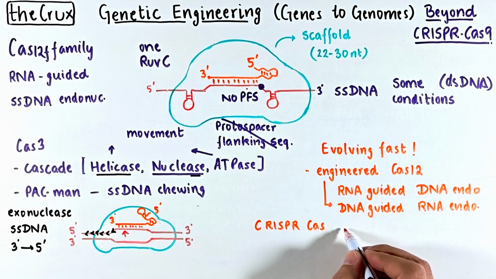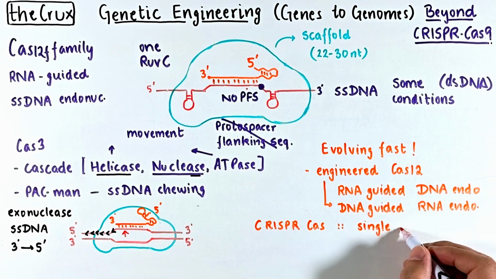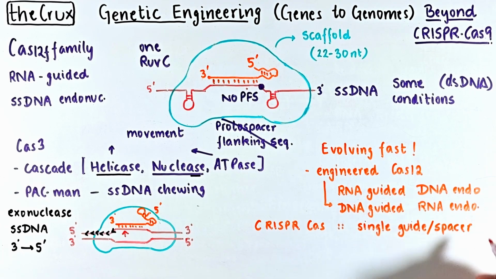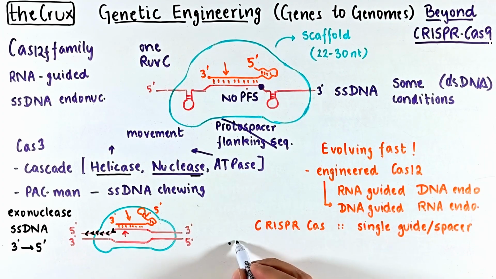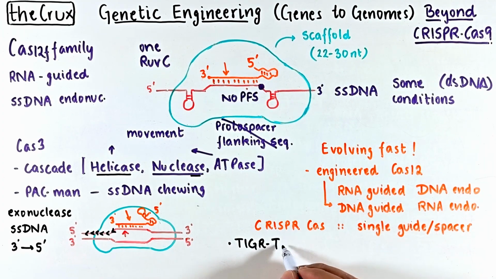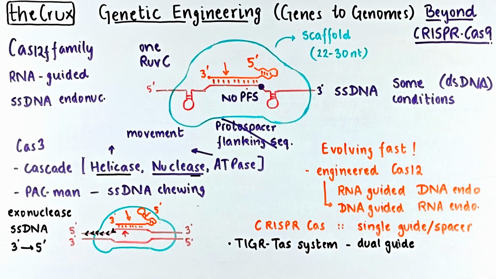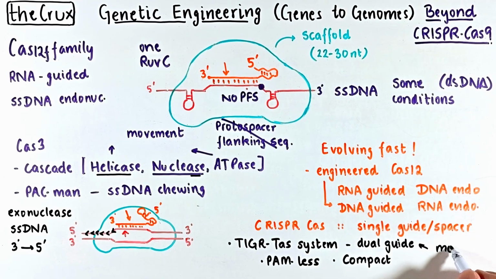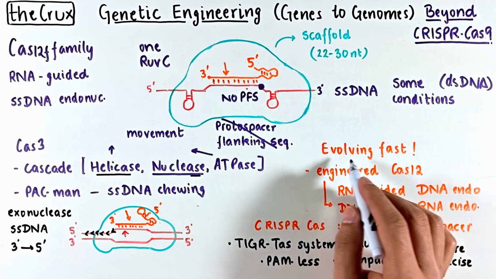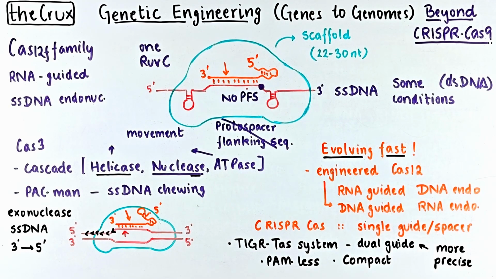Here is another cool discovery. When you think about CRISPR systems, you think about enzymes guided by a single guide, and there's a single cut location. Well, Feng Zhang's group at MIT discovered an orthogonal system called TIGR-Tas, which relies on 2 guides. It is a completely PAM-independent system, very compact, and theoretically more precise than the Cas system because it depends on 2 guide RNAs. And as I said, this field is moving rapidly, and I hope this video gives you some idea where things stand at the moment.